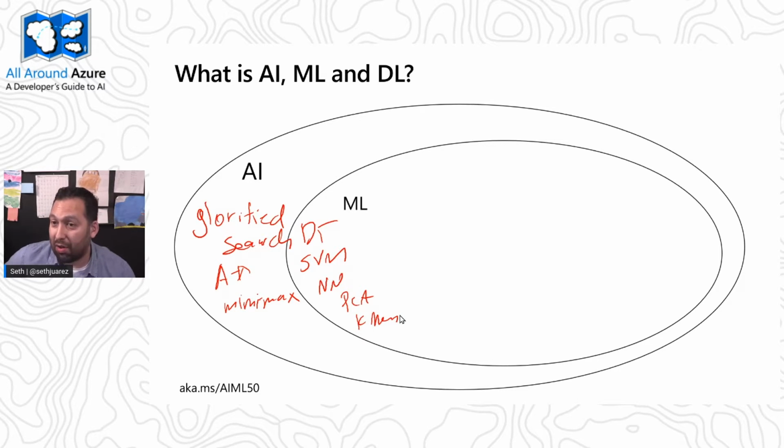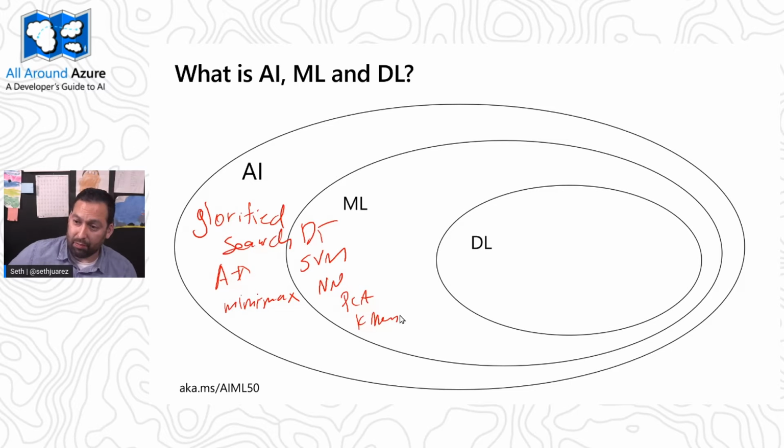Now, you've also heard of something called deep learning. Deep learning is a subset of machine learning, invented by marketing people to talk about neural networks that are pretty deep. That's it.